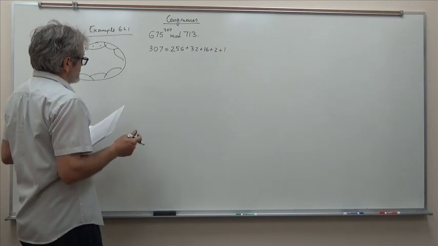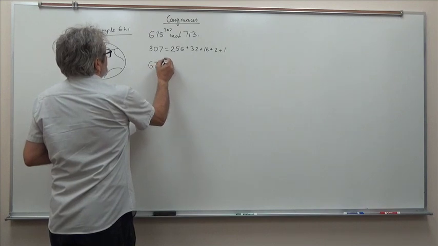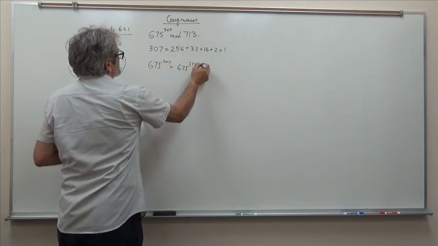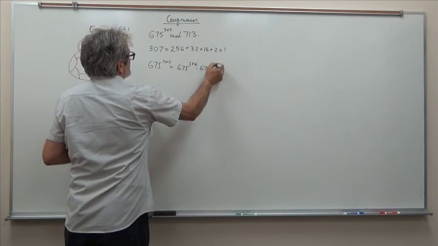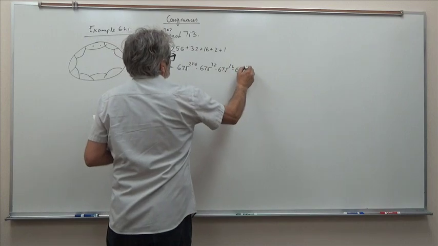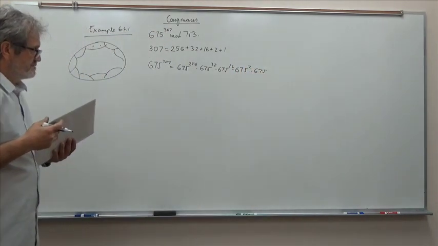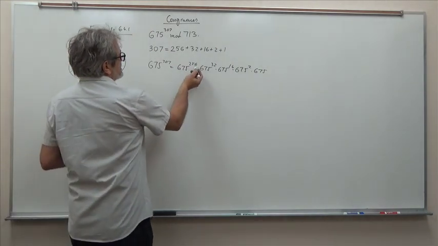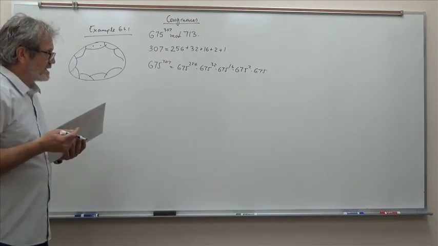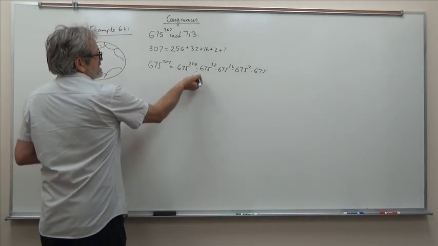That's more important. And then what? We'll say the following. 675 to the 307 is actually 675 to the 256 times 675 to the 32 times 675 to the 16 times 675 squared, and then times 675. This is according to the properties of multiplication: if you multiply these powers, that's the same as adding the exponents. And now we'll calculate on the side all these powers of 2.